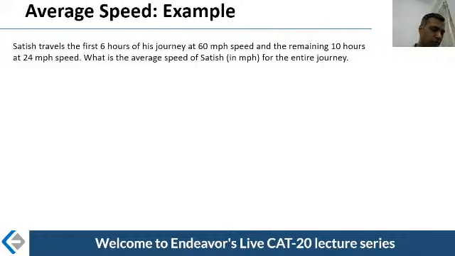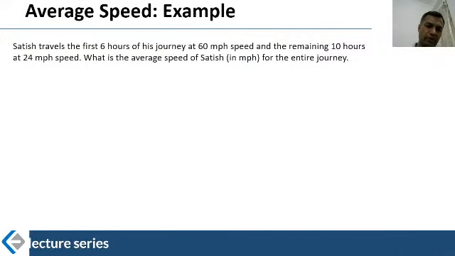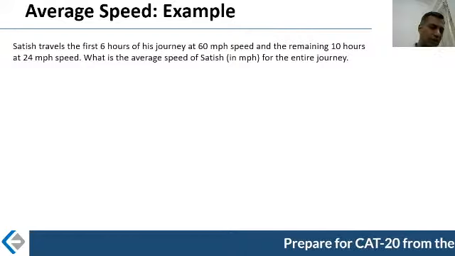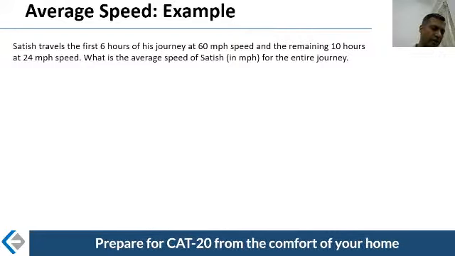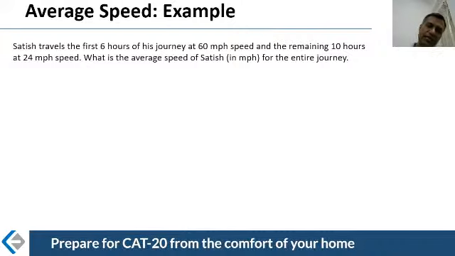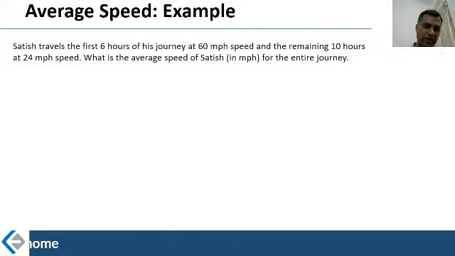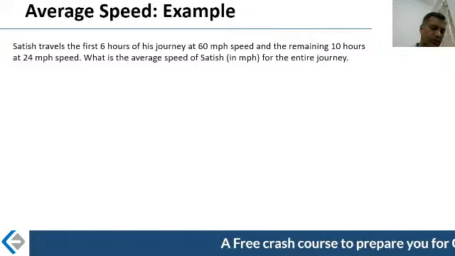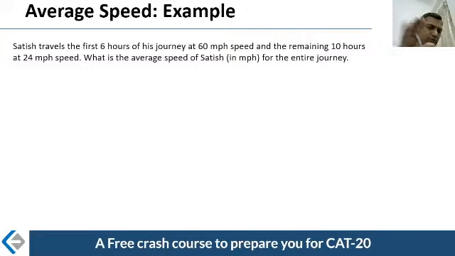First question here. Satish travels the first 6 hours of his journey at 60 kilometers per hour speed, and the remaining 10 hours at 24 miles per hour speed. Okay, miles per hour, fair enough. What is the average speed in terms of miles per hour for the entire journey? It does not matter kilometers or miles, the units are consistent.